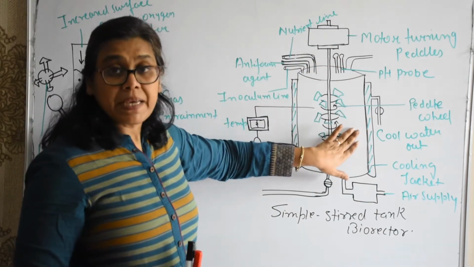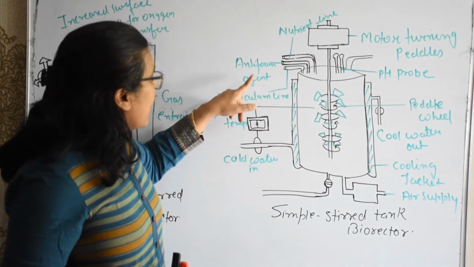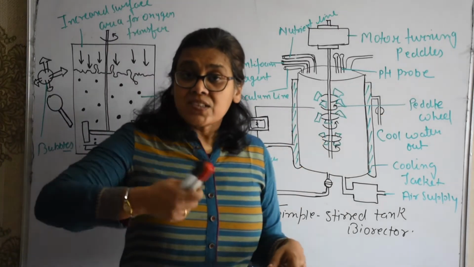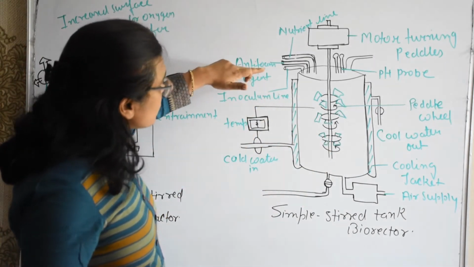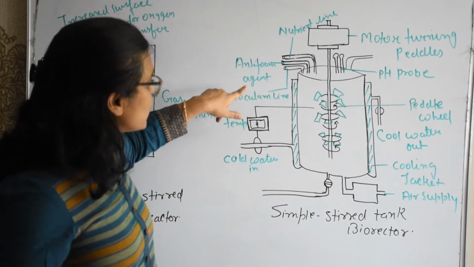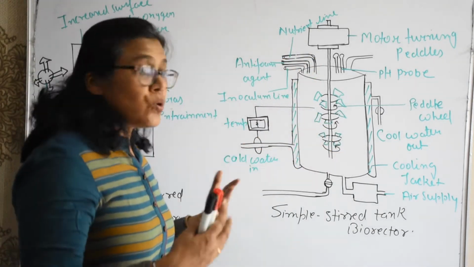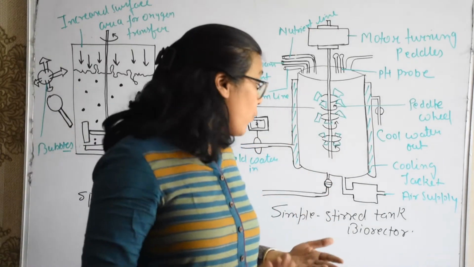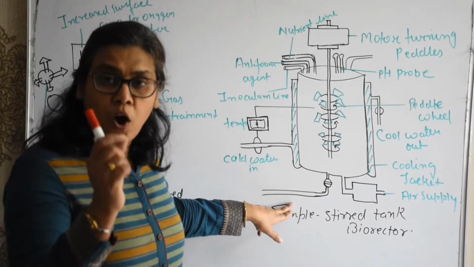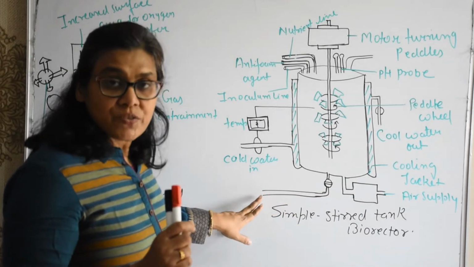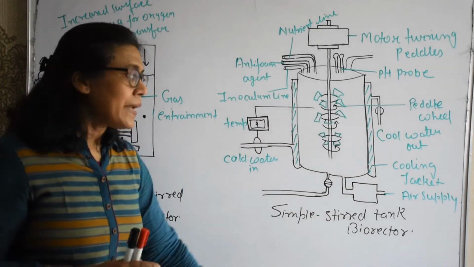Just to check the pH of the bioreactor content, there is a pH probe. Due to mixing and stirring, foam is generated in the bioreactor. So there is a line through which the anti-foam agent can be poured into the bioreactor. This will reduce the formation of foam. And here is a sample port, through which a small volume of culture is withdrawn periodically. So this was about the simple stirred tank bioreactor.